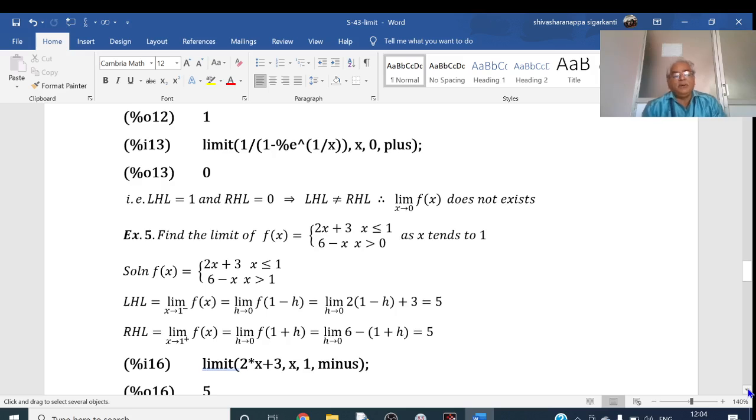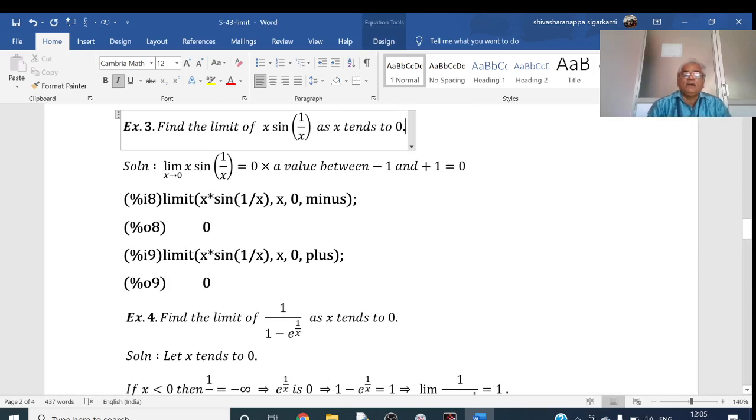Next, one more example. Find the limit of f(x), which is defined as 2x plus 3 when x is less than or equal to 1, and it is equal to 6 minus x when x is greater than 1.